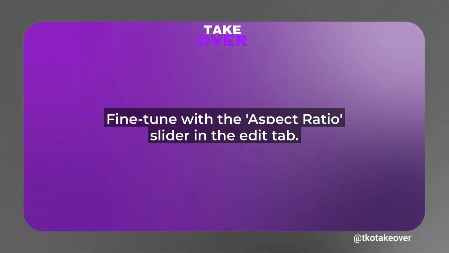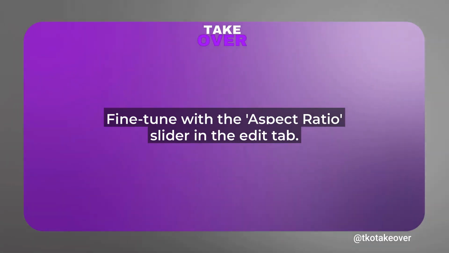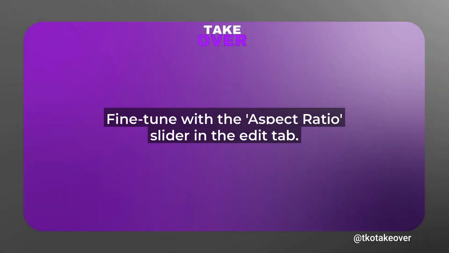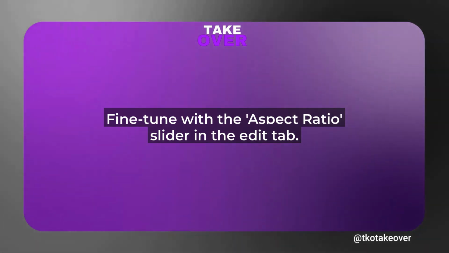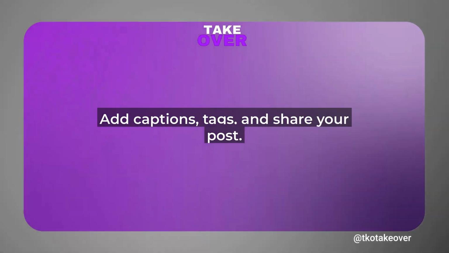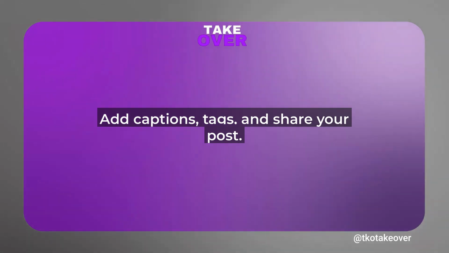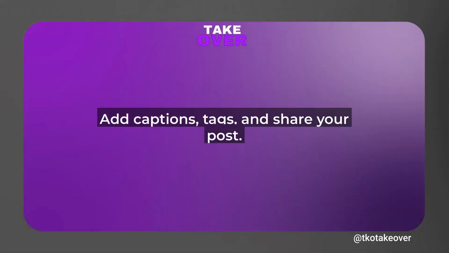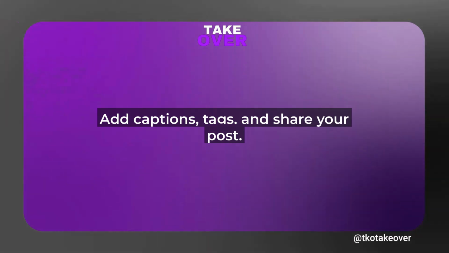Next, if you want more control, go to the Edit tab and use the Aspect Ratio slider. Set it to Original or Full Screen to ensure your entire picture is visible. Don't forget to add a caption, tags, and any stickers to make your post pop. Hit Share, and voila, your full picture is live for all to see.